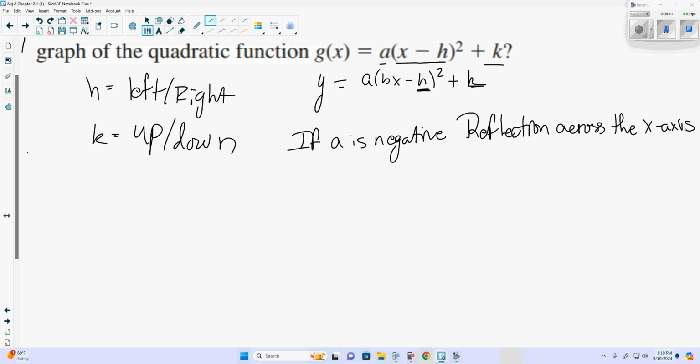And it has to be outside of those parentheses. If our b is negative, if the sign in front of x is negative inside the parentheses, it's a reflection across the y-axis. If there's a negative sign where a is, so outside those parentheses, there's a reflection across x. If there's a negative inside the parentheses in front of x, it's across the y.